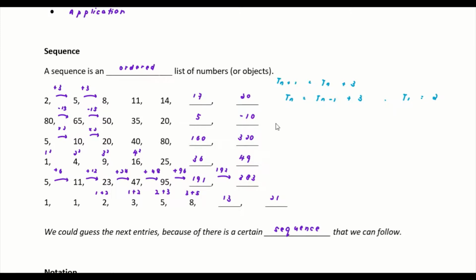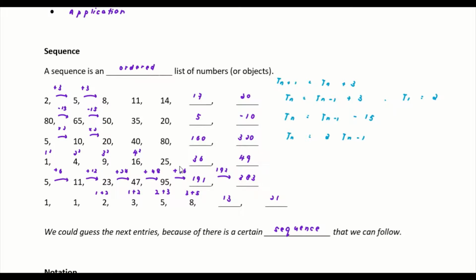Second one, minus 15. So Tn will be equal to Tn plus 1 minus 15. Then for the next one, times 2, so Tn will be using the previous term and multiplying by 2. For the fourth one, it isn't really a recursive relation. It's more of just a sequence.